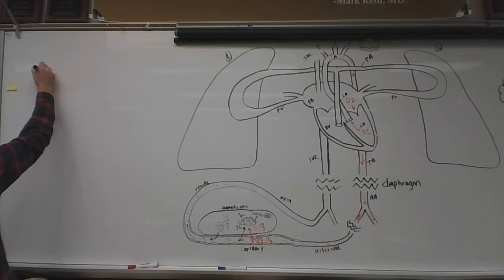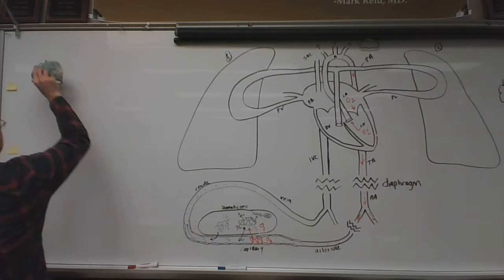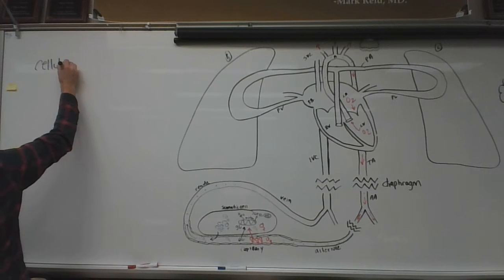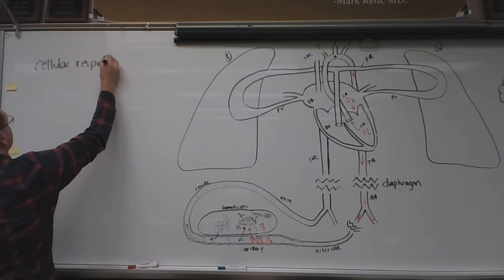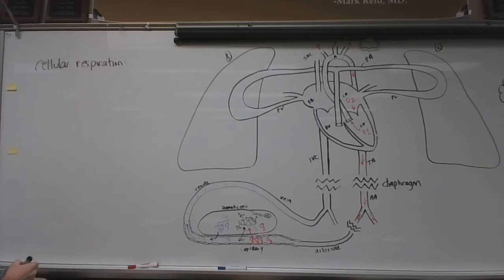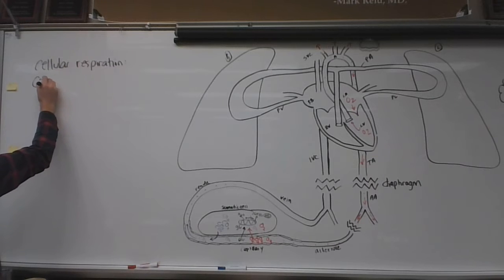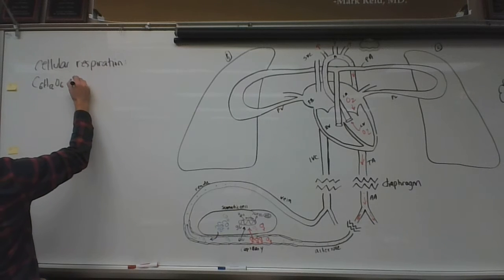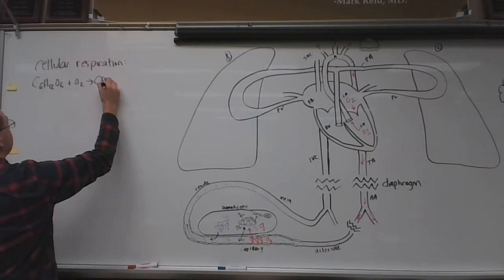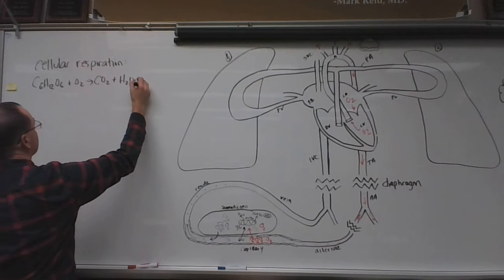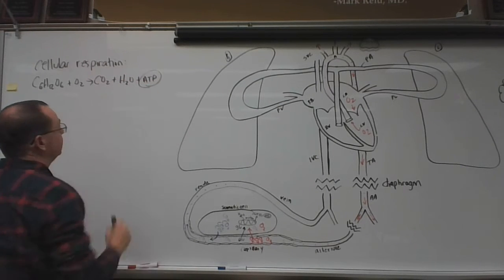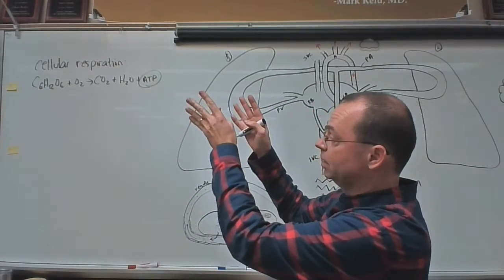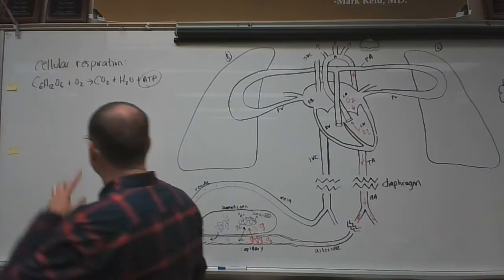So here we have a process called cellular respiration. In essence, cellular respiration takes glucose, C6H12O6, and in the presence of oxygen, produces carbon dioxide and water and ATP. ATP is the reason that we do cellular respiration. We want to get as much energy out of glucose as possible.